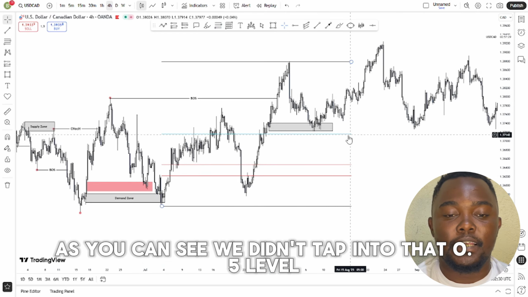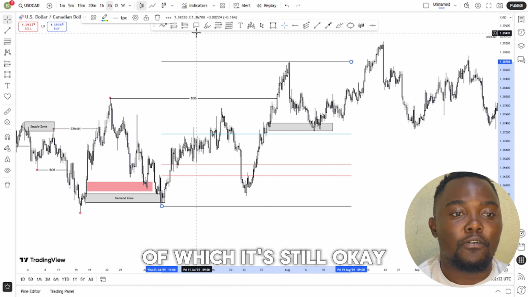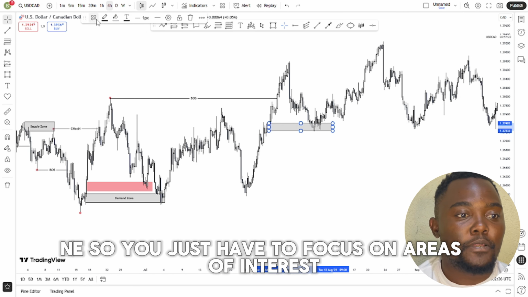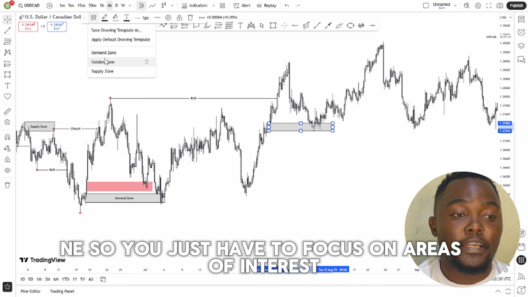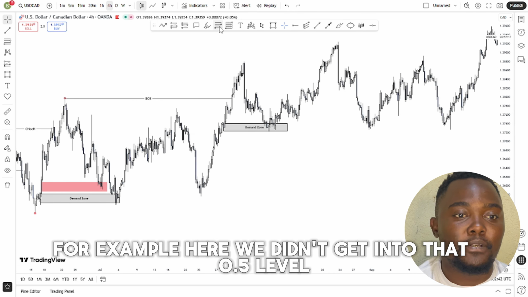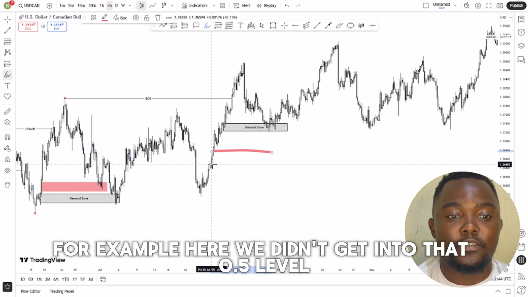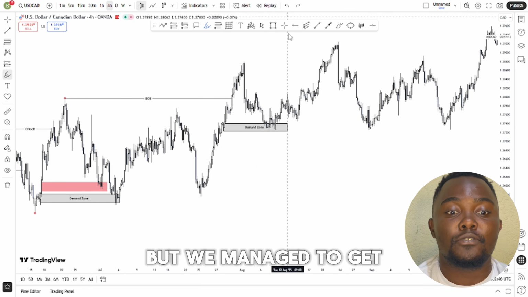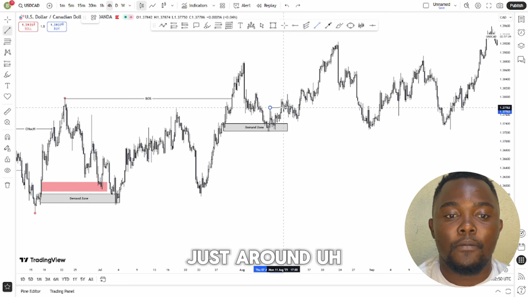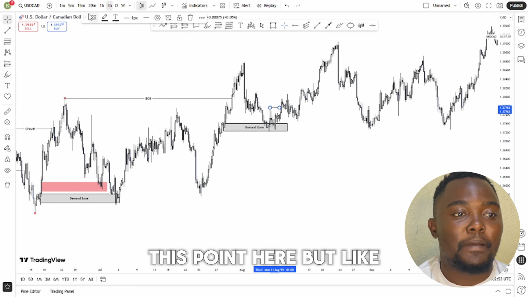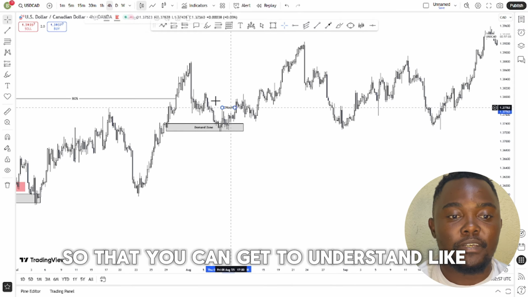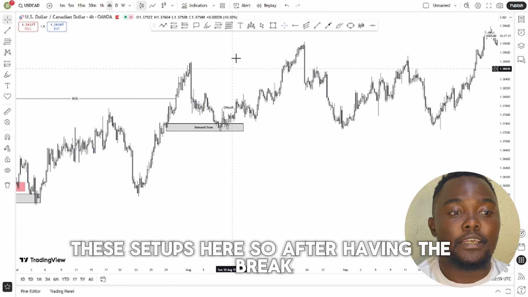As you can see, we didn't tap into that 0.5 level, which is still okay, just because the market does what it wants. So you just have to focus on areas of interest so that you can get into confirmation entries. For example, here we didn't get into that 0.5 level, but we managed to get a confirmation entry on the lower time frame just around this point here. You can look at it on the lower time frame in your own spare time so that you can understand these setups.